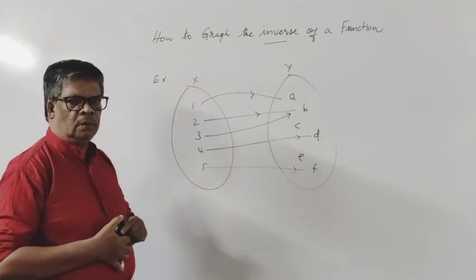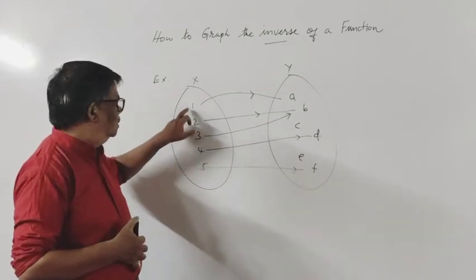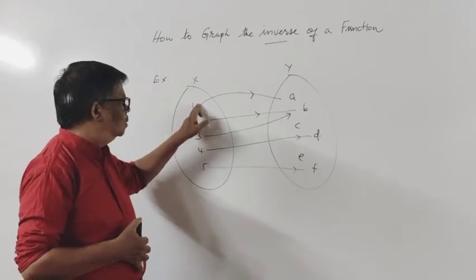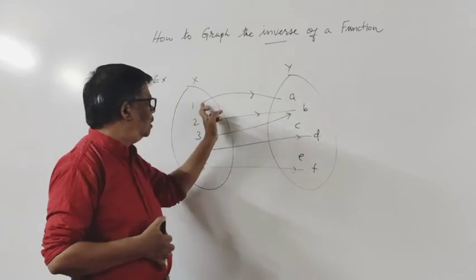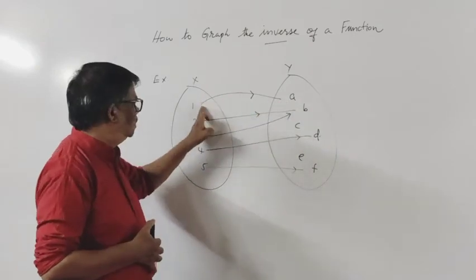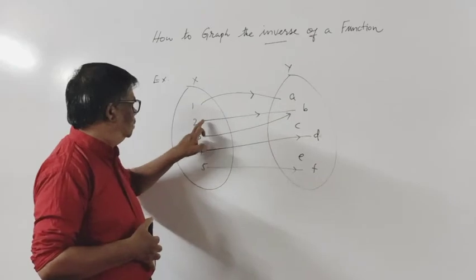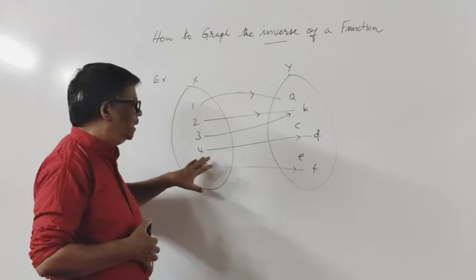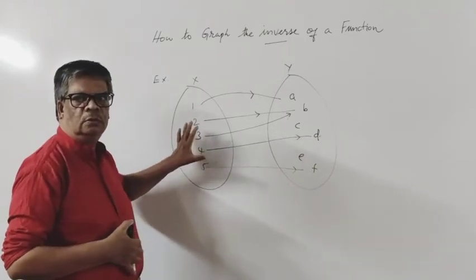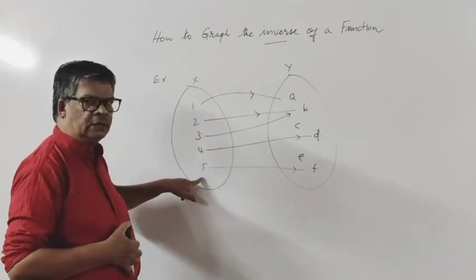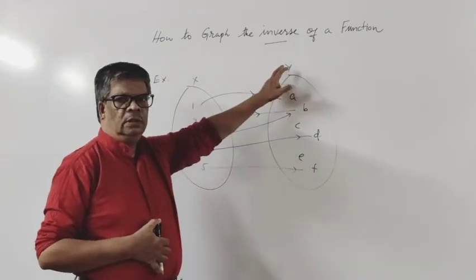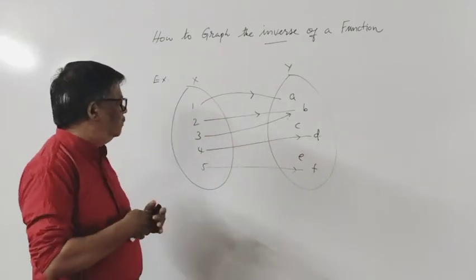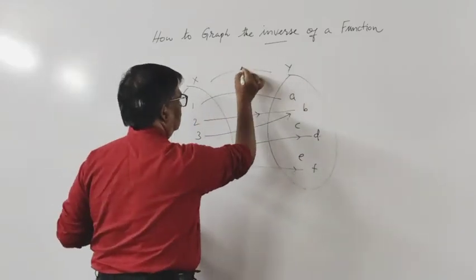The second requirement or the condition is that one element of x should be assigned only with one element. You cannot have more than one image. Here 1 has got only one image, 2 got only one image, 3 also got only one image, like that. So these are the two requirements. Every element of x is assigned with a unique element of y. Since the conditions are satisfied, this defines a function f from x to y.